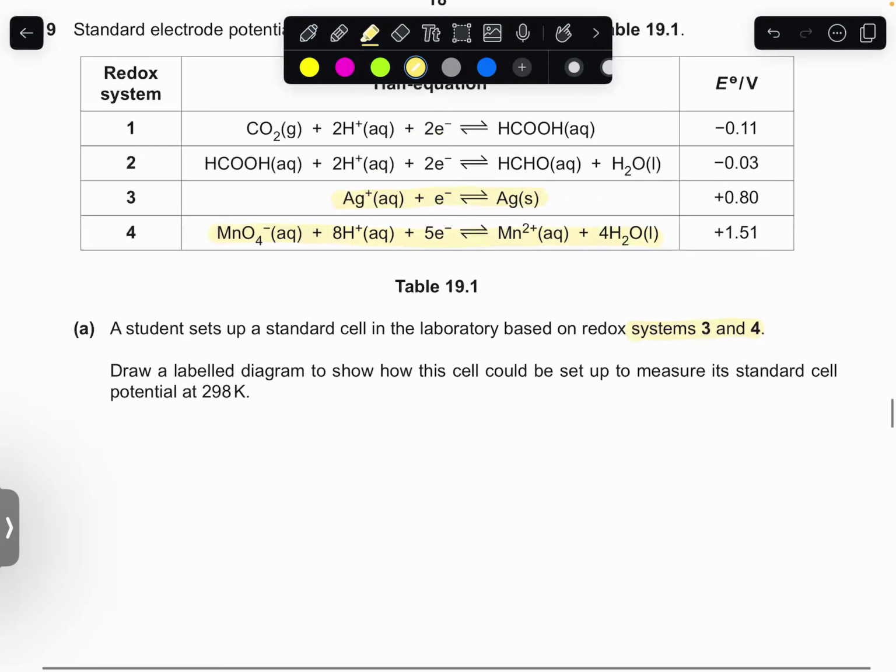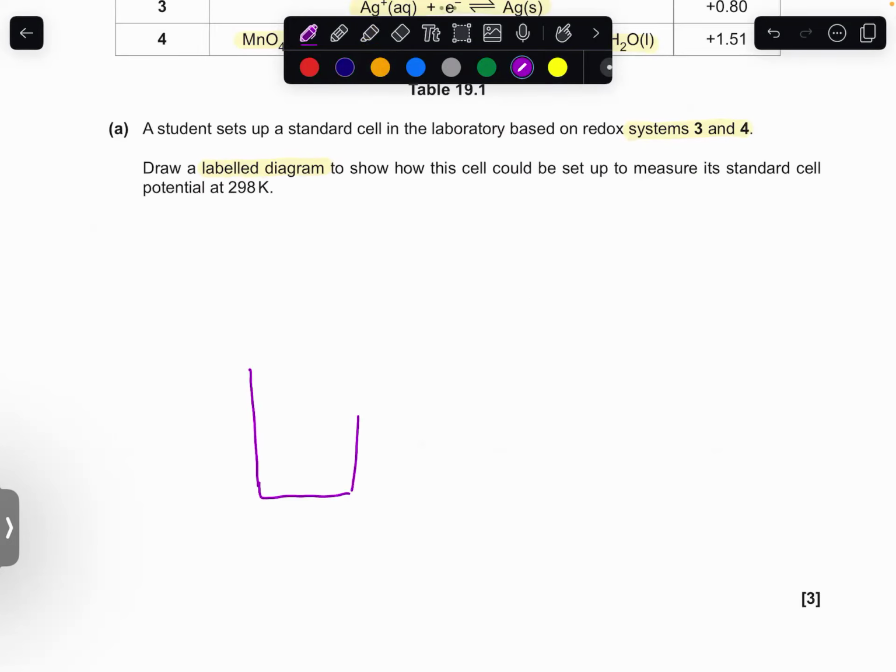Draw a labeled diagram, so it must be labeled, to show how the cell could be set up to measure its standard cell potential at 298 Kelvin. 298 Kelvin is a standard condition. Draw your 2 beakers.